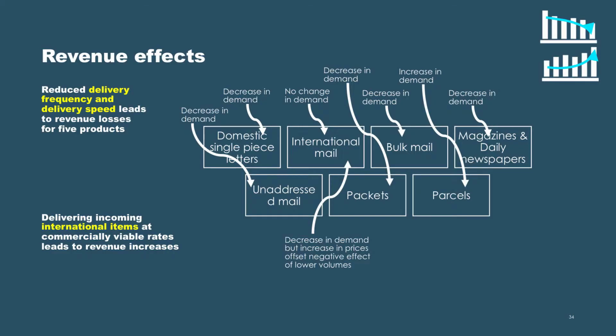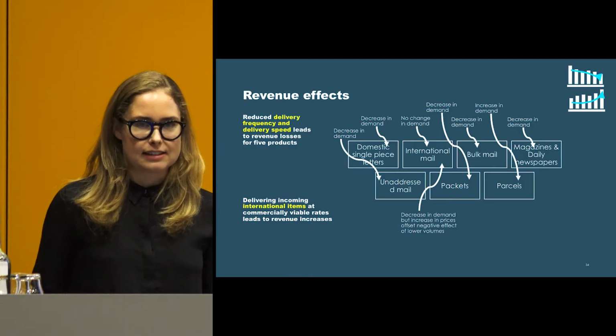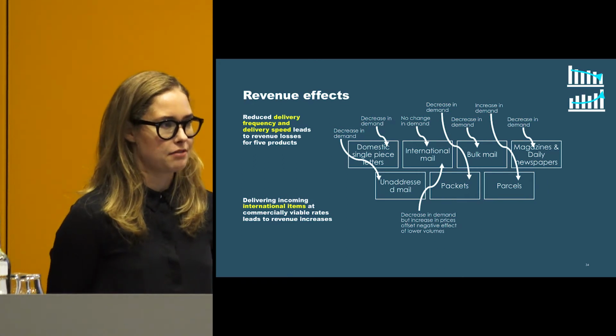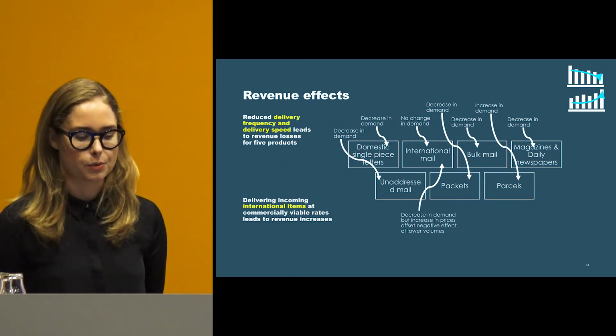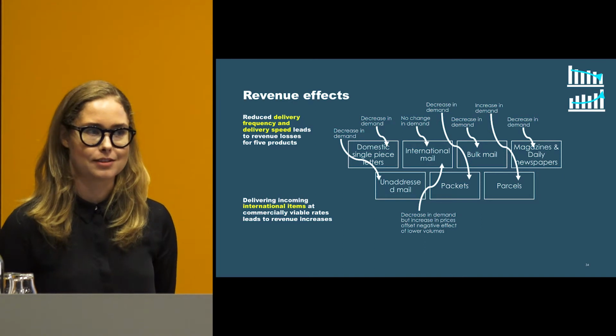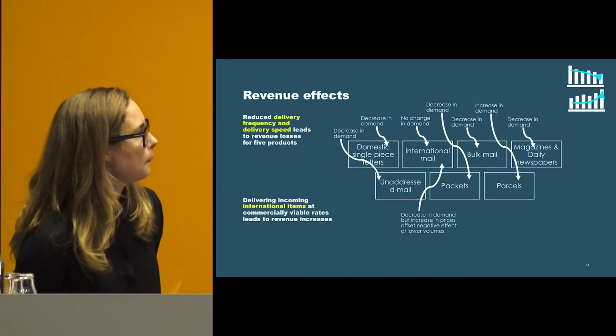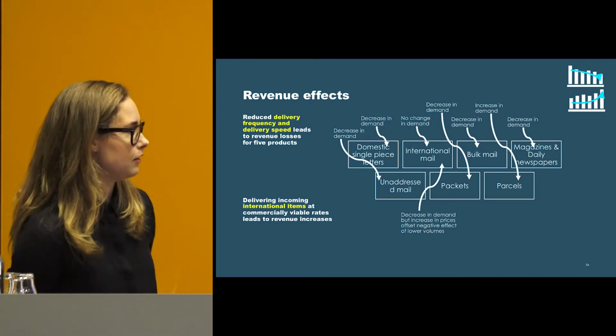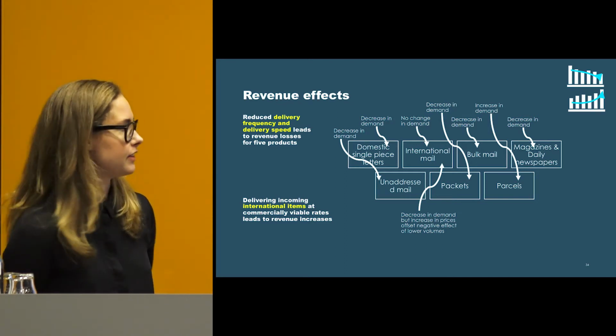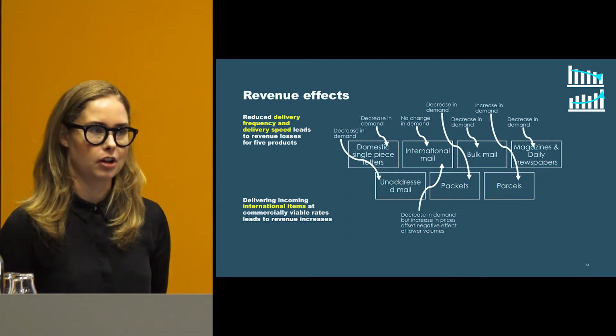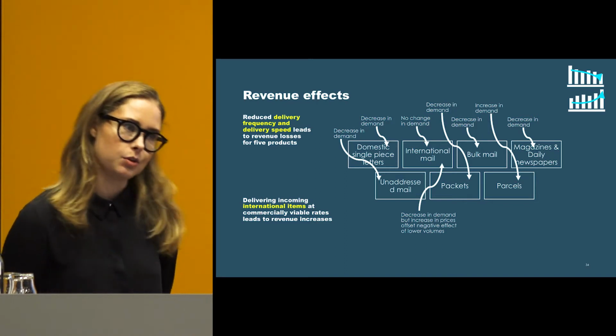Looking at delivering incoming international mail at commercially viable rates, we can see that the revenue will increase. This is quite interesting, because we have 2 effects that are opposing each other. We have a decrease in demand because the prices are increased, but the increase in prices actually offsets the negative effects of the lower volumes. So in the end, the revenue effect is positive.